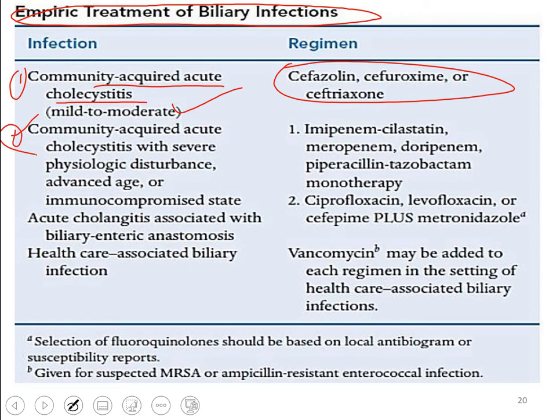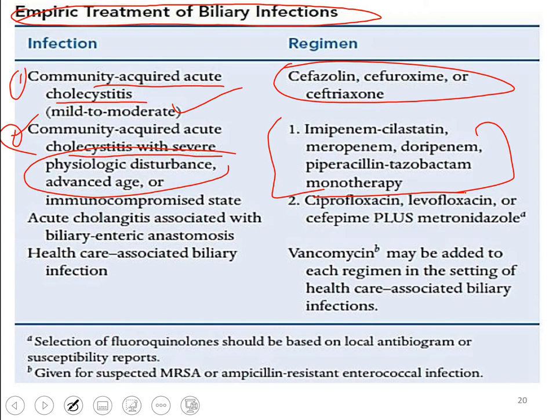For acute cholecystitis with severe physiological disturbances, you will go ahead with this class of antibiotic. Remember, again, monotherapy is recommended. And in an immunocompromised state, you should be quite vigilant about the selection of antibiotic therapy. Why? Because your patient is prone to a much higher risk of repeated infection.